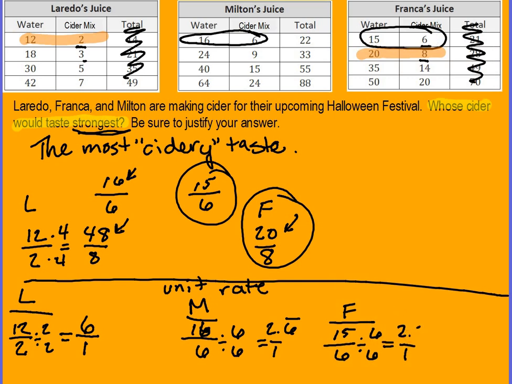So even though it's not by much, we see yet again that Franca has the strongest mix, because for every 1 cup of cider, she only puts in 2.5 cups of water, whereas Milton puts in 2 and 6/10 repeating, and Laredo puts in a whopping 6 cups of water per every 1 cup of cider. So this is how we can use our equivalent ratios to determine the strength and make comparisons with them.